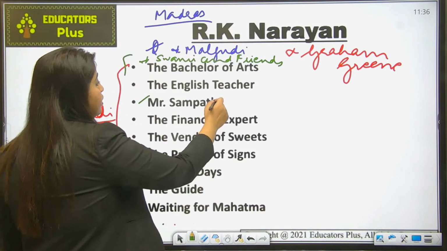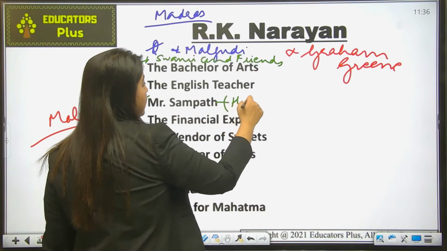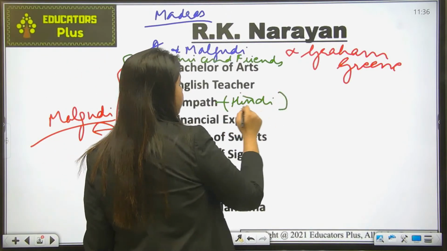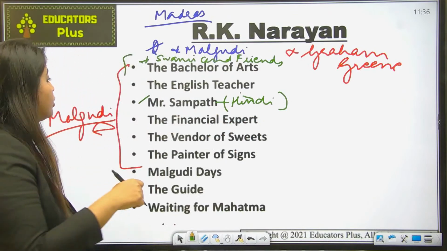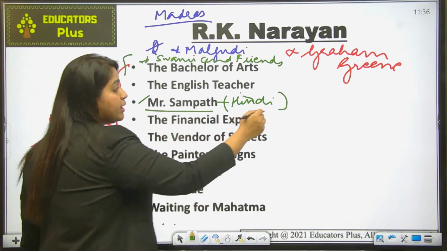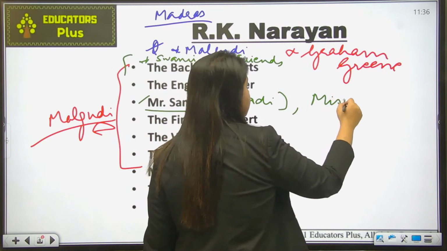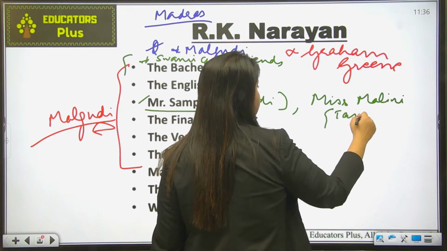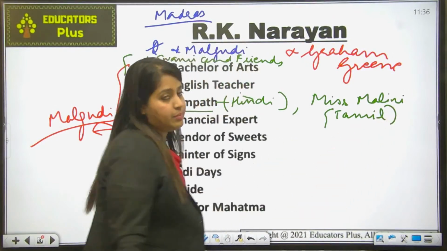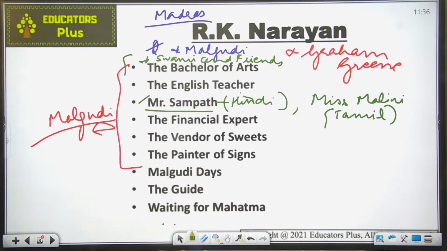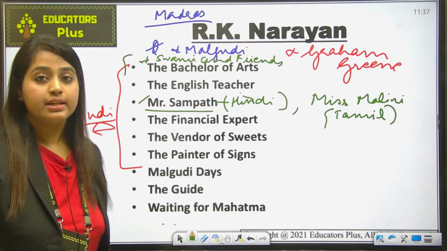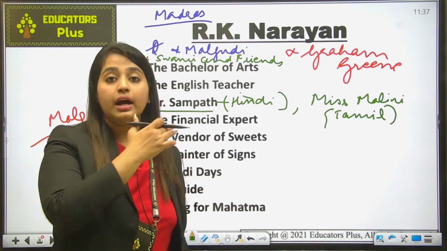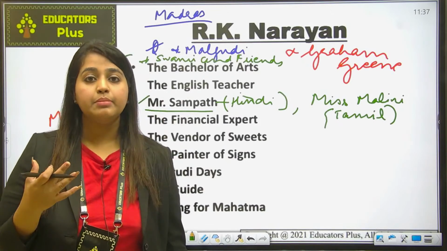Okay, so the movie that was made from this work was named Mister Sampat in Hindi, and Miss Malini was the name given to this particular work in Tamil. Please remember it. These are very intricate details about the works of R.K. Narayan.